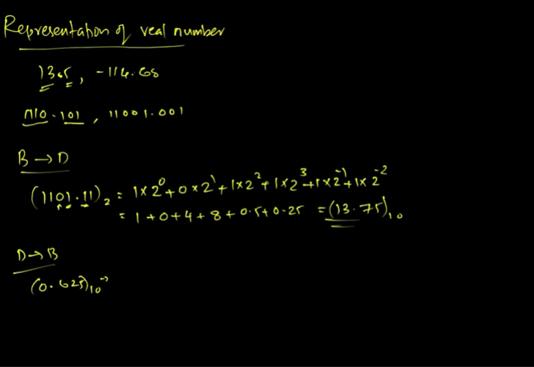That means the first step is to multiply the fractional part 0.625 by 2, and the result is 1.25. So here the integer part is 1 and the fractional part is 0.25. This is the integer part, this is the fractional part obtained, this is the multiplication by 2, and this is the result.